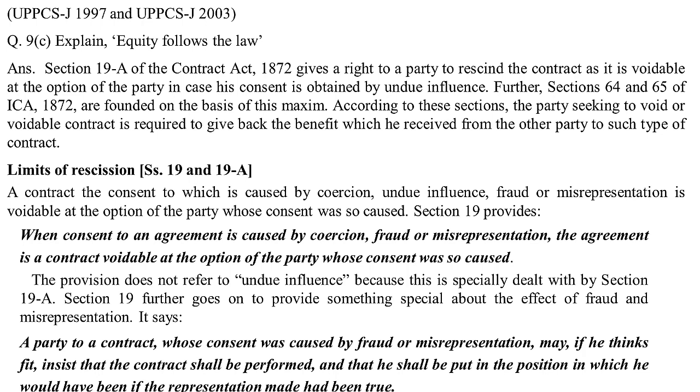So the provision does not refer to undue influence because this is specifically dealt with by Section 19A as we just discussed, and Section 19 further goes on to provide something special about the effect of fraud and misrepresentation. It says, a party to a contract whose consent was caused by fraud or misrepresentation may, if he thinks fit, insist that the contract shall be performed and that he shall be put in the position in which he would have been if the representation made had been true.